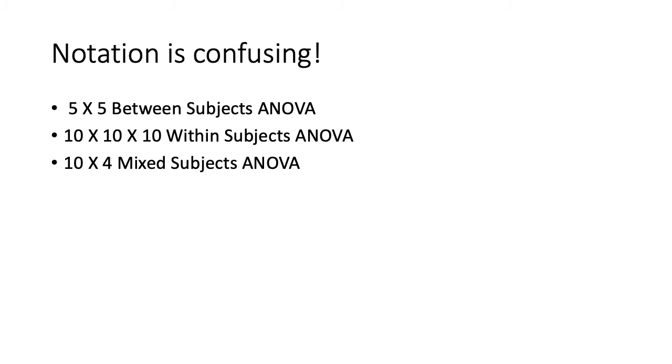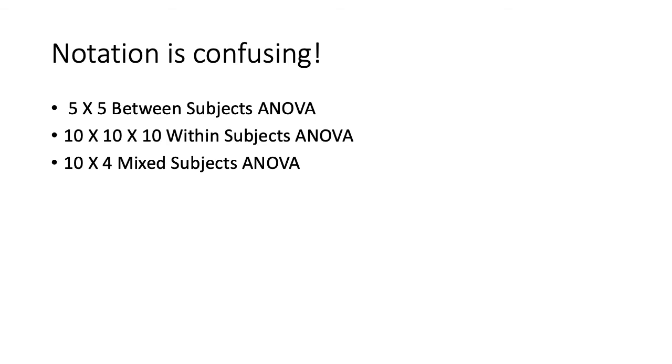Now, in that first example, that 5 by 5 experiment, in independent variable 1, there are 5 conditions. In independent variable 2, there are also 5 conditions, for a total of 25 conditions. In the second experiment, there are 10 conditions for independent variable 1, 10 conditions for independent variable 2, and 10 conditions for independent variable 3, for a total of 1,000 conditions. And in the last experiment, there are 2 independent variables, but the first independent variable has 10 conditions, and the second independent variable has 4 conditions.